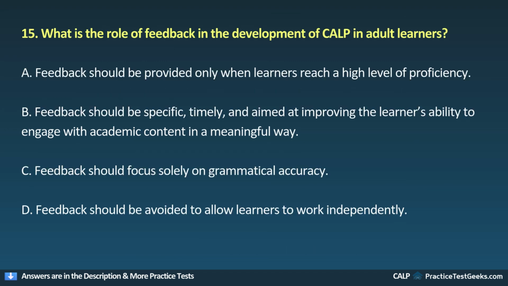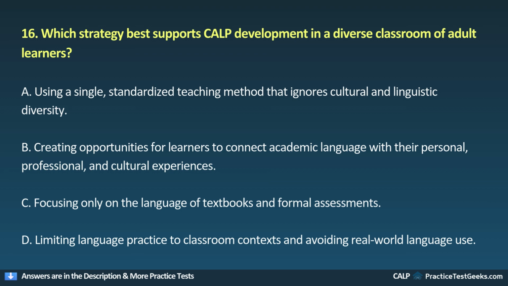15. What is the role of feedback in the development of CALP in adult learners? A. Feedback should be provided only when learners reach a high level of proficiency. B. Feedback should be specific, timely, and aimed at improving the learner's ability to engage with academic content in a meaningful way. C. Feedback should focus solely on grammatical accuracy. D. Feedback should be avoided to allow learners to work independently.